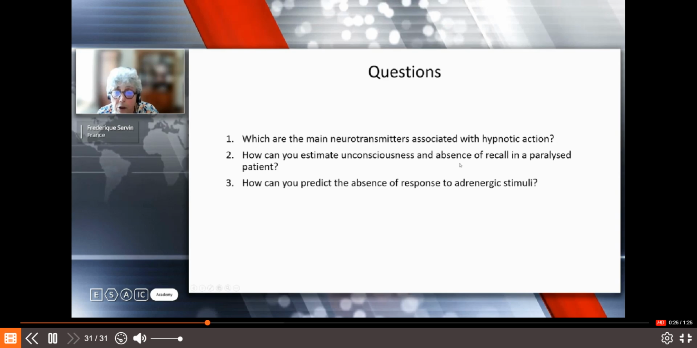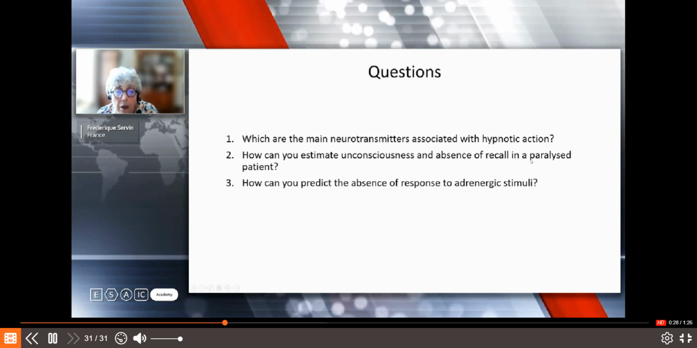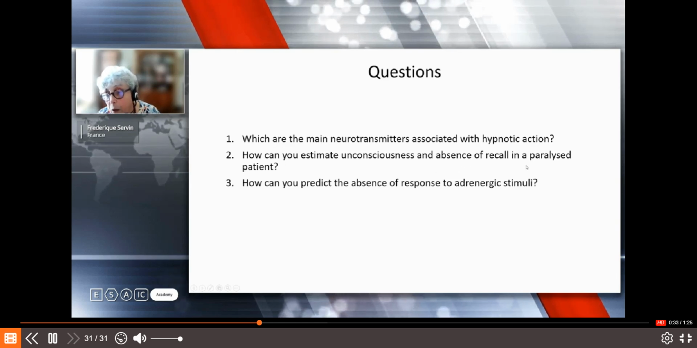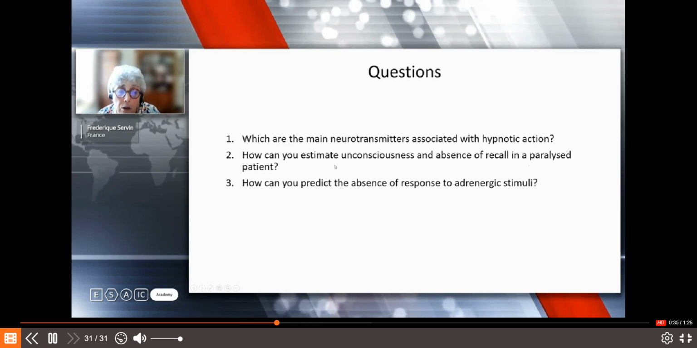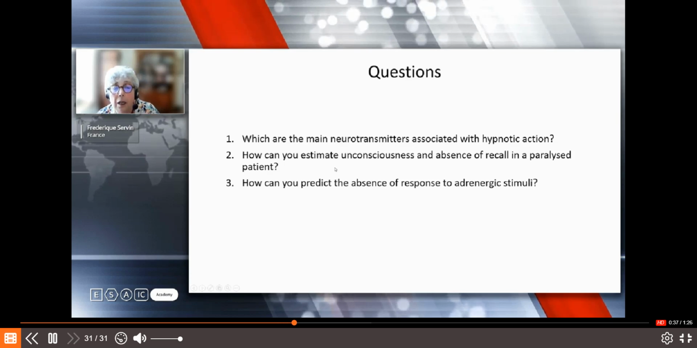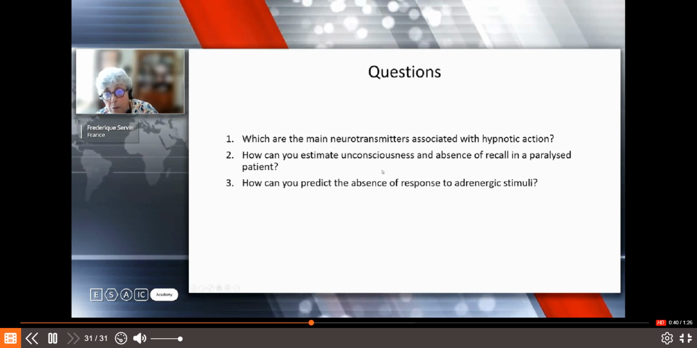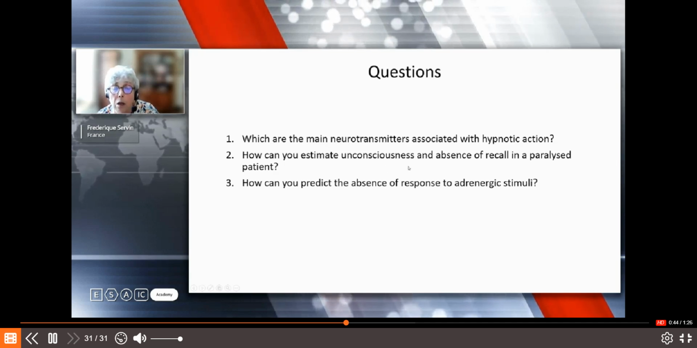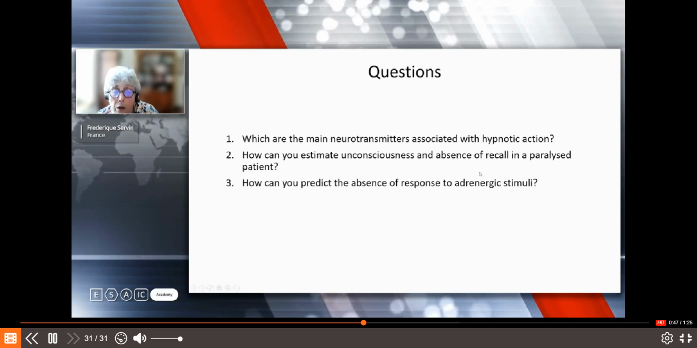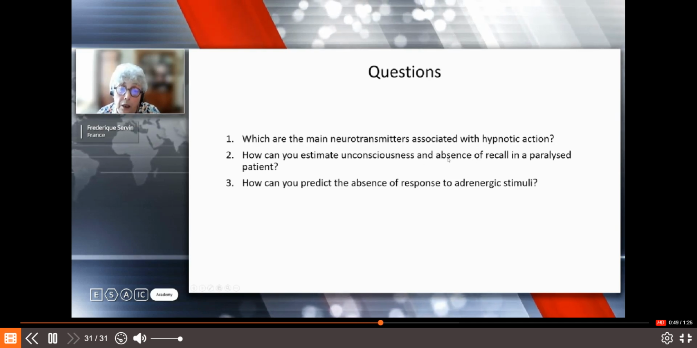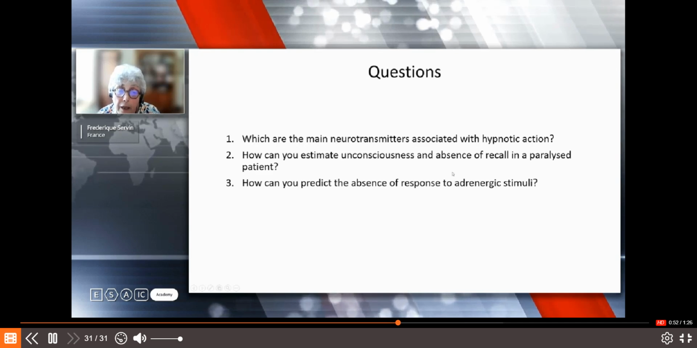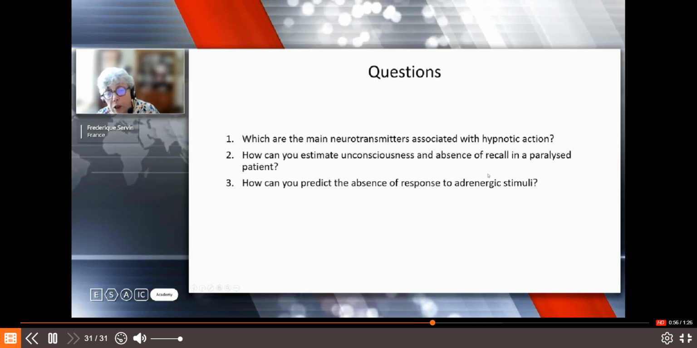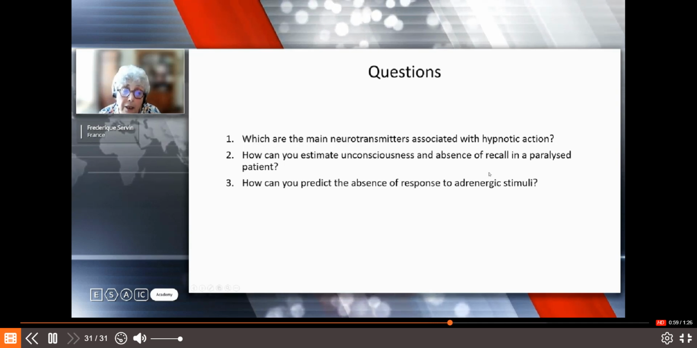How can you estimate unconsciousness and absence of recall in a paralyzed patient? To estimate unconsciousness and absence of recall in a paralyzed patient, you can statistically either rely on predicted or measured concentrations, or on surrogate measure of the hypnotic effect as obtained with the various monitors such as BIS, entropy, SEDline, etc.